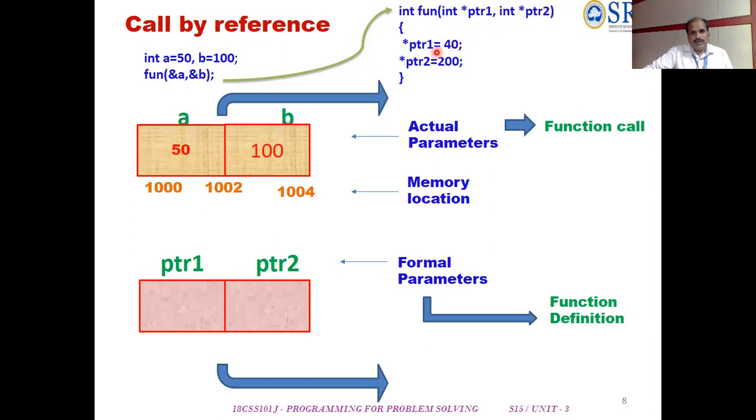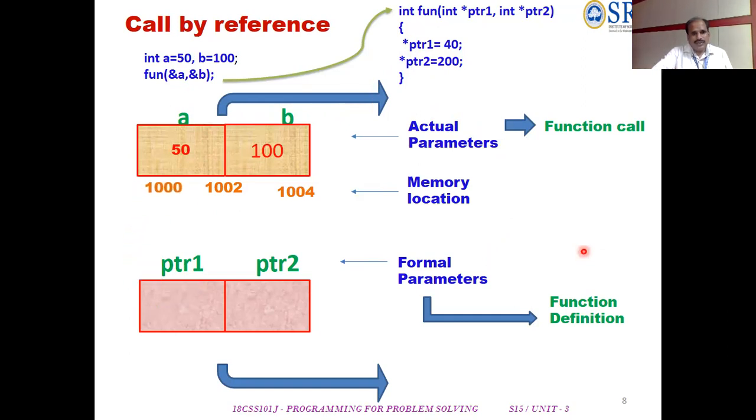So 40 is going to be assigned through the pointer variable ptr1, and 200 through pointer variable ptr2. Initially, what are the values of a and b? That is 50 and 100. What are the addresses of a and b? That is 1000 and 1002. These addresses are passed from the actual parameter to the formal parameter.